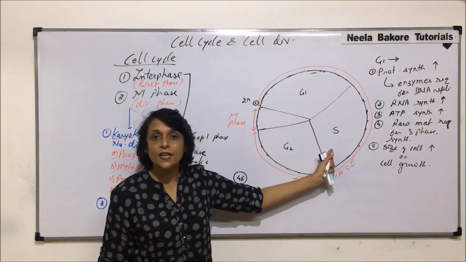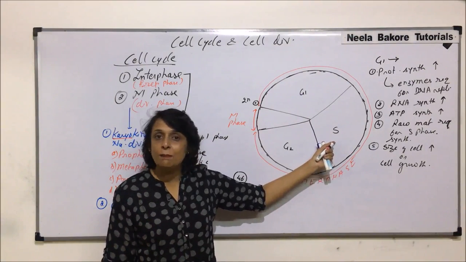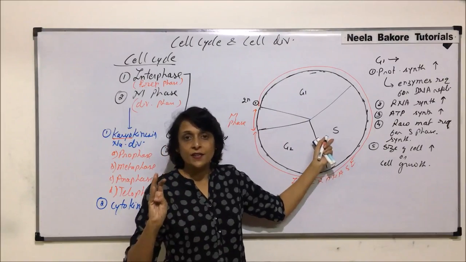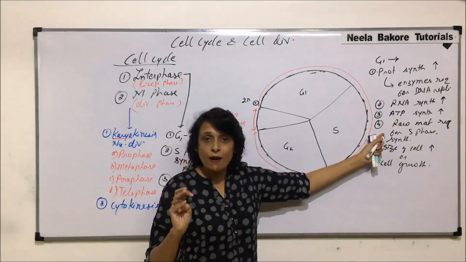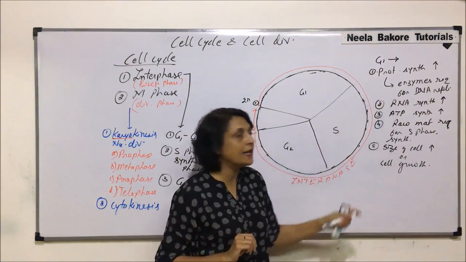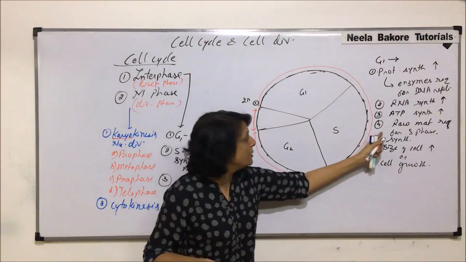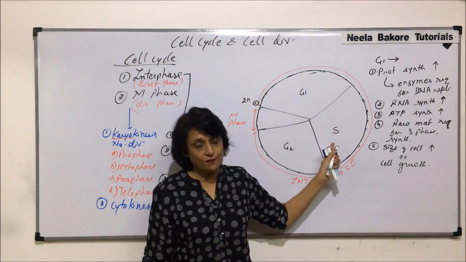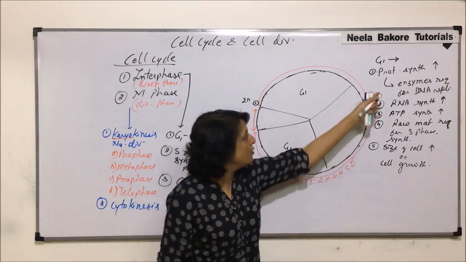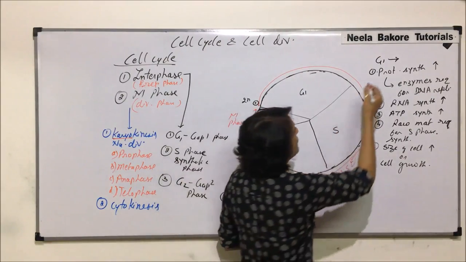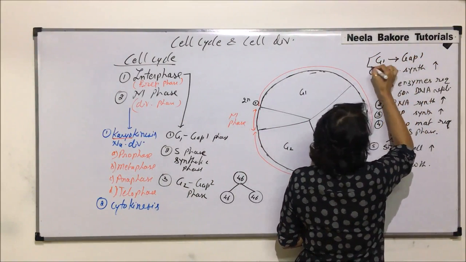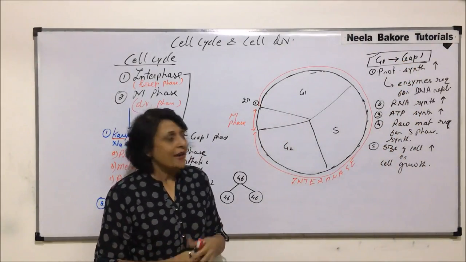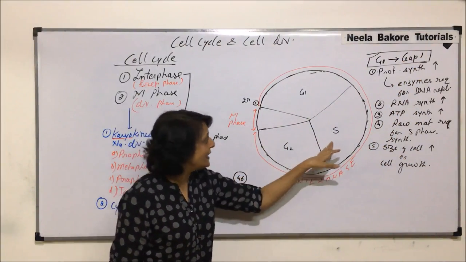Now, the cell is ready to enter the next phase. Here the DNA replication is going to take place. So is it having everything for DNA replication to take place? Raw material is ready, enzymes required for this DNA replication to take place are also ready, and ATP is also there. So everything is ready for the cell so that now it can enter into S phase. And here DNA is going to replicate using all these things. So this is what happens in gap 1 or G1 phase. Now, next we will talk about what happens in S and G2 phase.